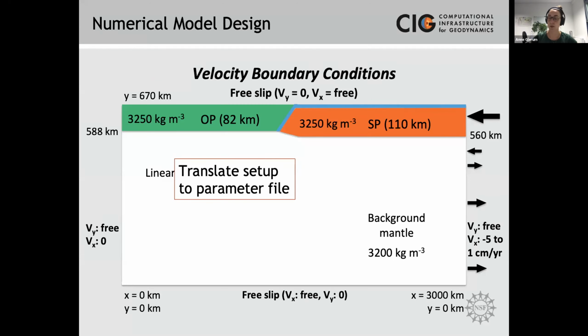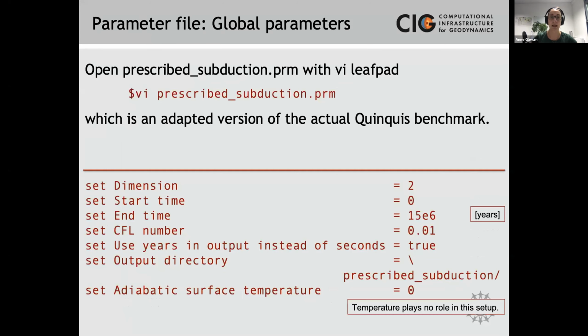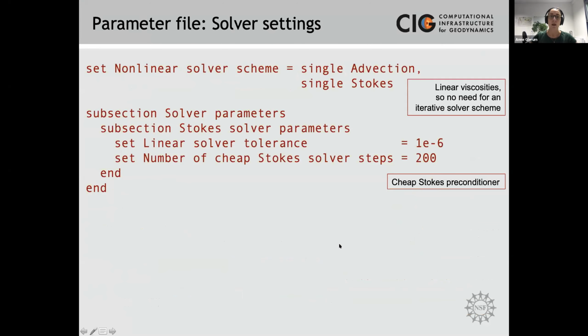So how does that translate to the parameter file? Again, you can open up the file or just follow along with the presentation because I show all the parameters. So this time, again, 2D, but we set the use years in output instead of seconds to true. So we model 15 million years, and temperature plays again no role in this setup. Because the viscosities are basically constant per composition, we don't need an iterative solve. So we use this single advection, single Stokes solver scheme.